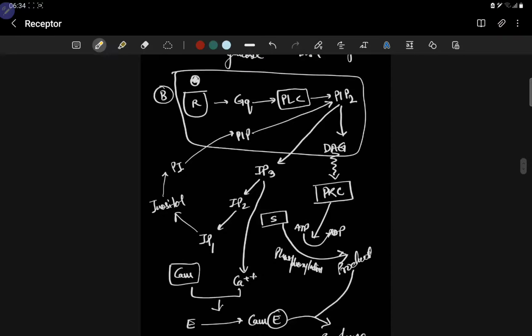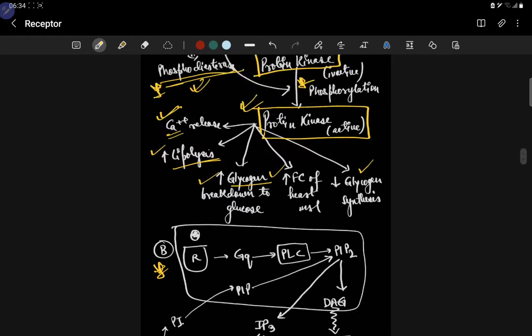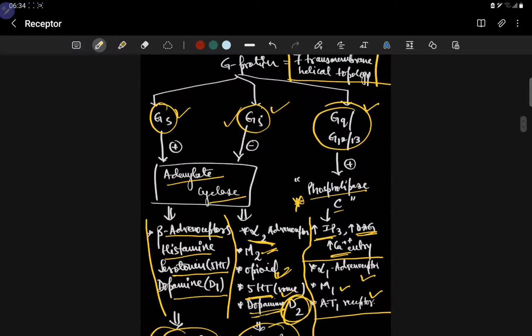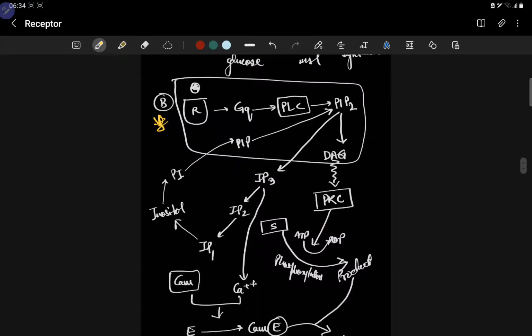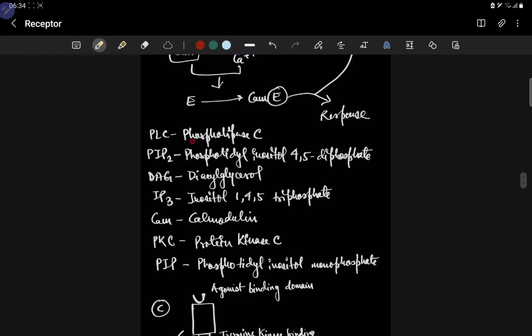Okay, now this one, this is very important. Another example, this one GQ G12 13, right? Phospholipase C. Now you see over here what happens. A receptor agonist binds to the receptor. Okay, GQ receptor gets activated. There is stimulation of PLC. Now what is PLC? PLC is phospholipase C.